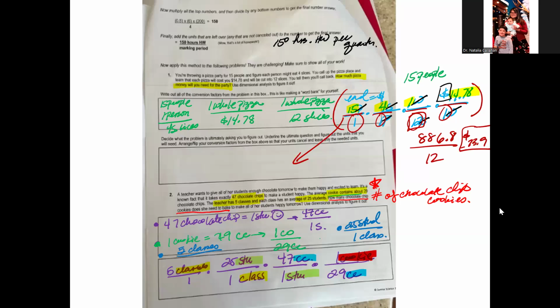I did it incorrectly. You have a calculator. What's 5 times 25 times 47? 5,875. That's fine. Divided by what? 29. Which is approximately what? 202.6. What? Cookies. There you go.